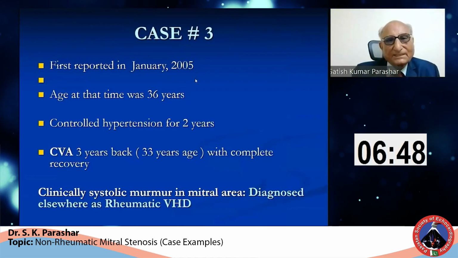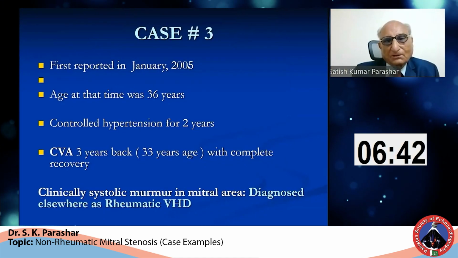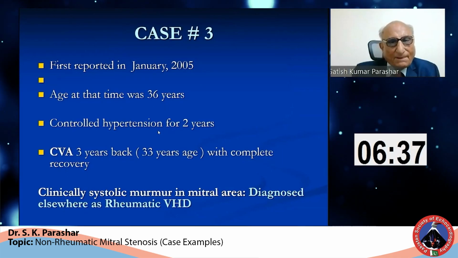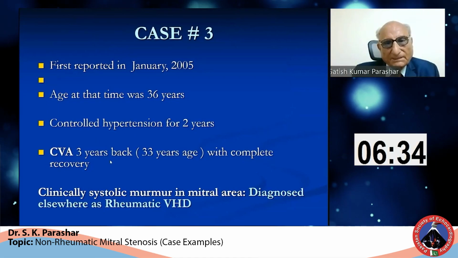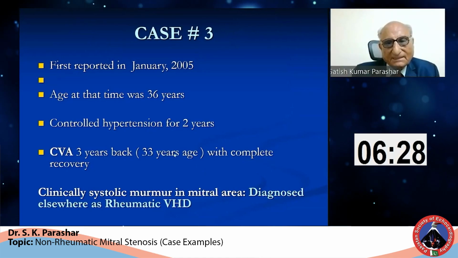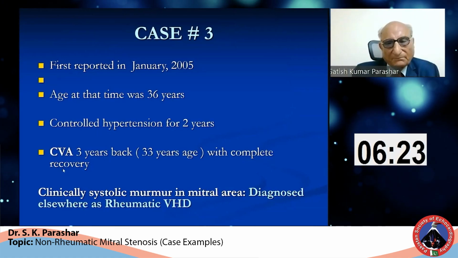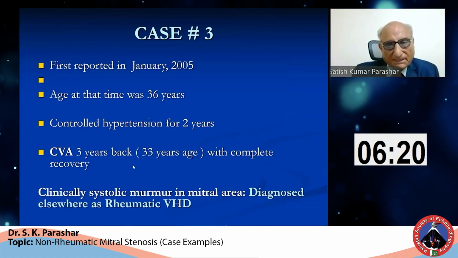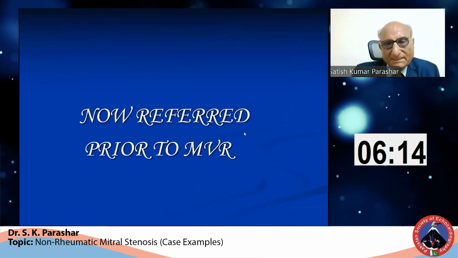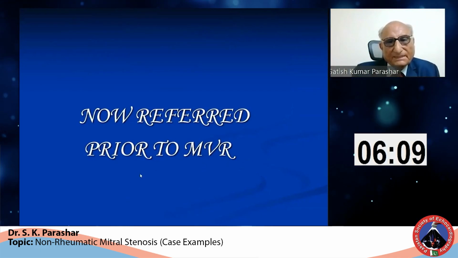This patient first came to us in January 2005, and we have been following her up till about 2018. At that time, her age was about 36 years, with controlled hypertension for 2 years. A cerebrovascular accident occurred 3 years back, at the age of 33 years, with complete recovery. Clinically, a murmur was heard in the mitral area, and she was diagnosed as rheumatic valvular heart disease. So at one stage, a mitral valve replacement was considered, and then she was referred just for a pre-surgical evaluation.